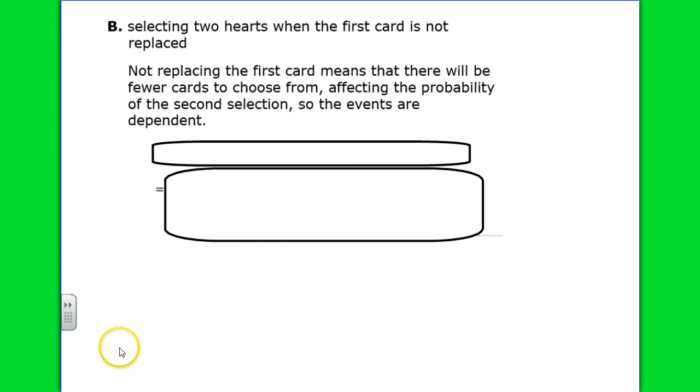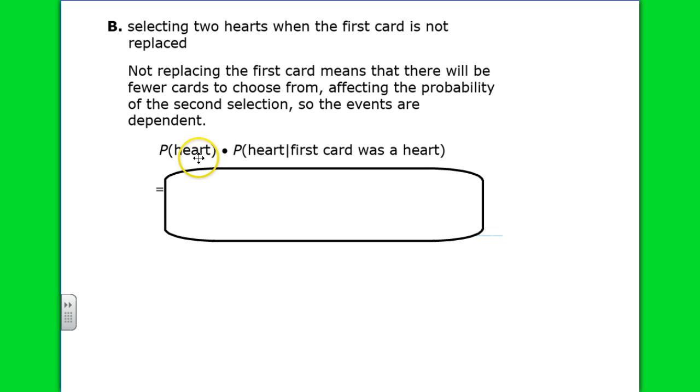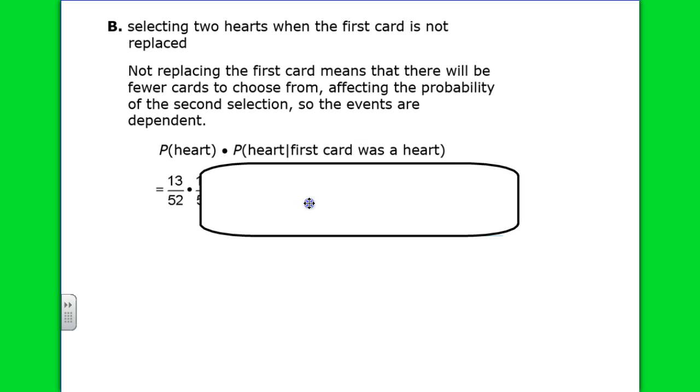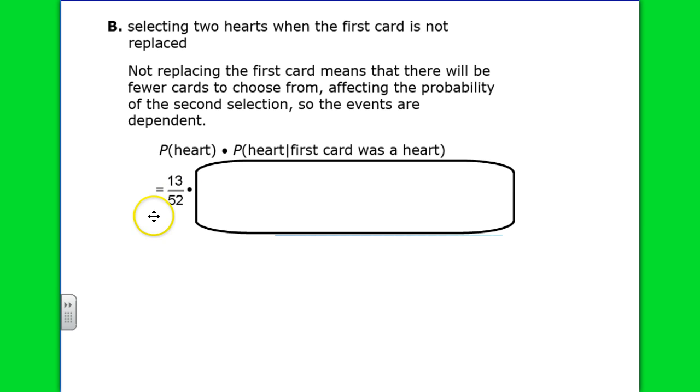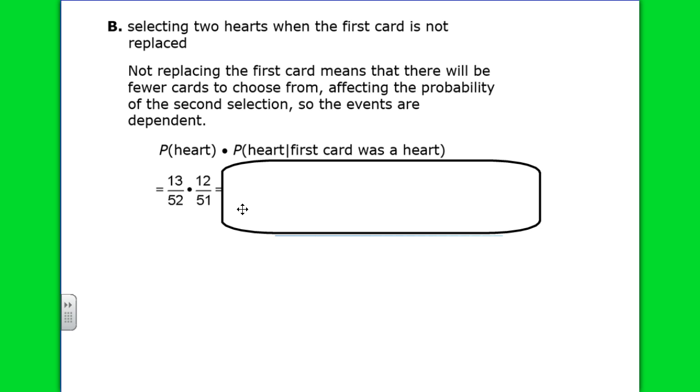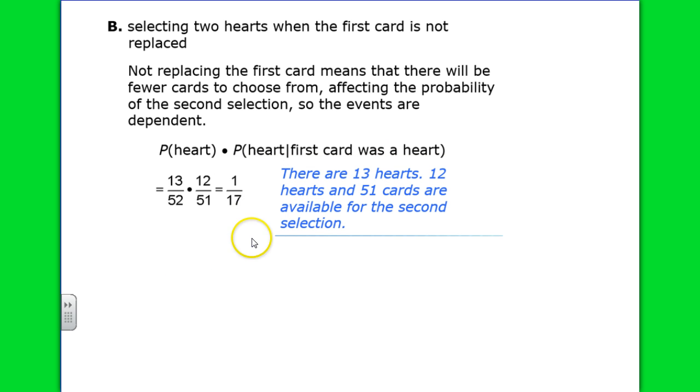What is the probability of selecting 2 hearts when the first card is not replaced? Okay, so since we're not replacing the card, the probability of getting 2 hearts now is the first probability, 1/4 of the time, and then the probability of getting a heart after a first card was a heart. So we have 13 out of 52, or 1/4, multiplied by 12 out of 51. And you end up with 1/17.